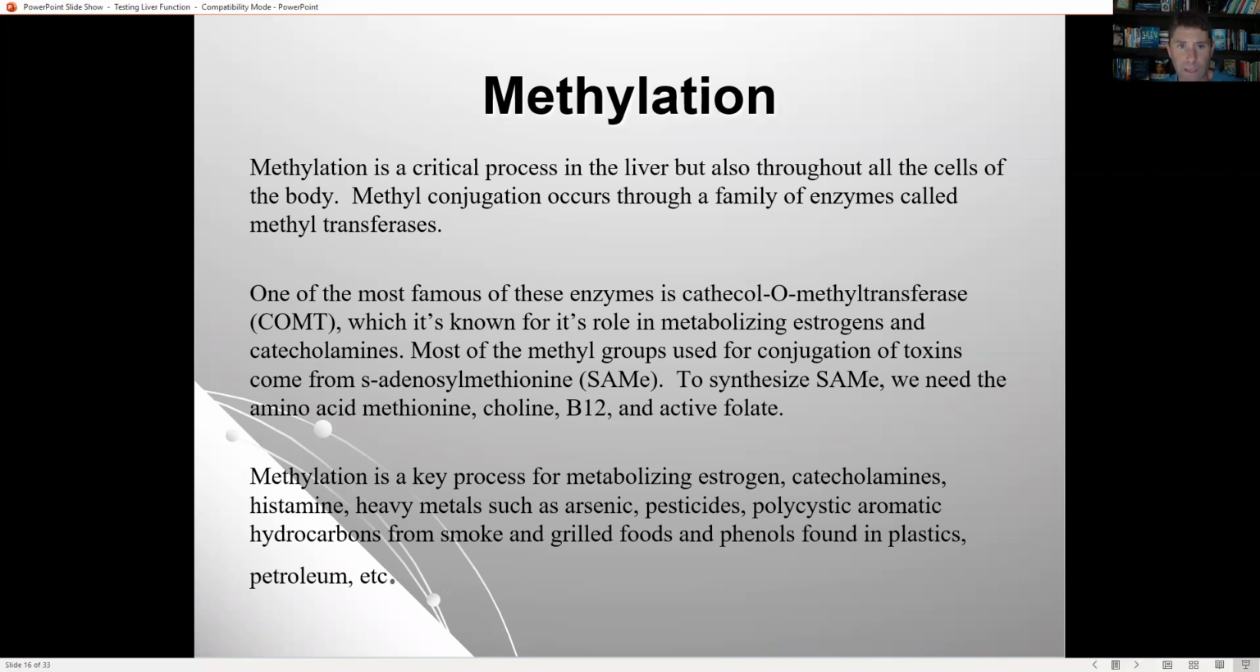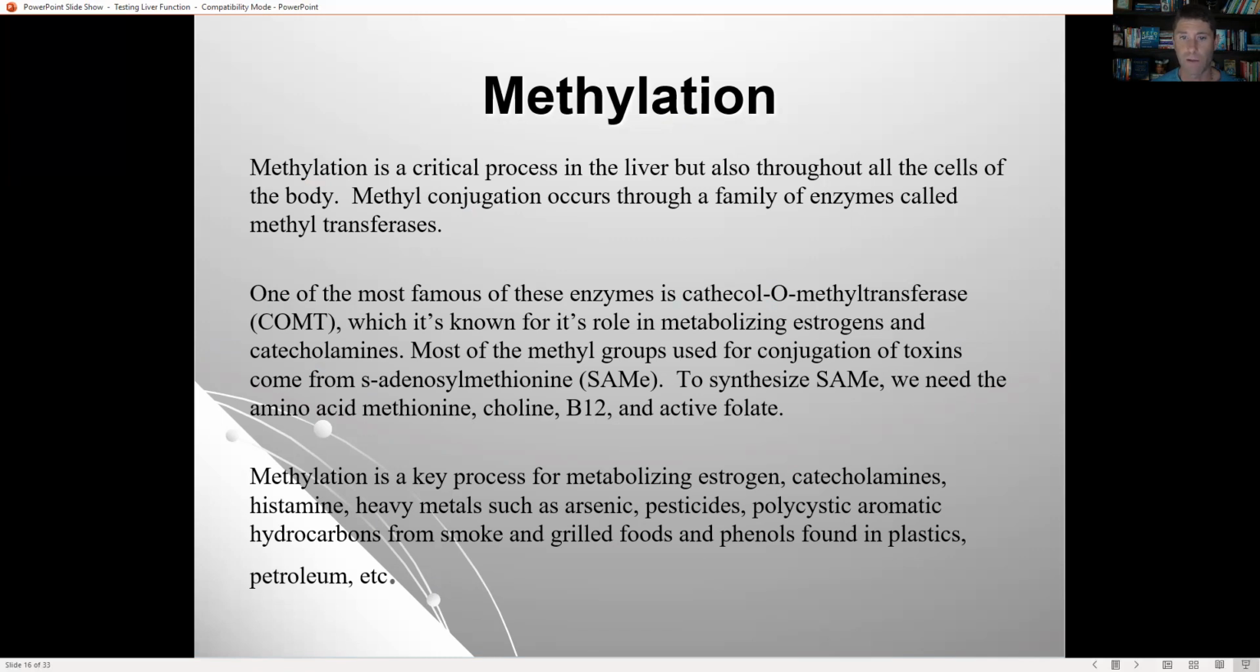But it's happening in greater preponderance in the liver, right? So the liver's a major area of methylation. And one of the key enzymes is catechol O-methyltransferase, which is known for its role in metabolizing estrogens and catecholamines, okay? So methylation is also very key here for this process of metabolizing your different estrogens. And obviously, again, like I was talking about anxiety, different things like that.